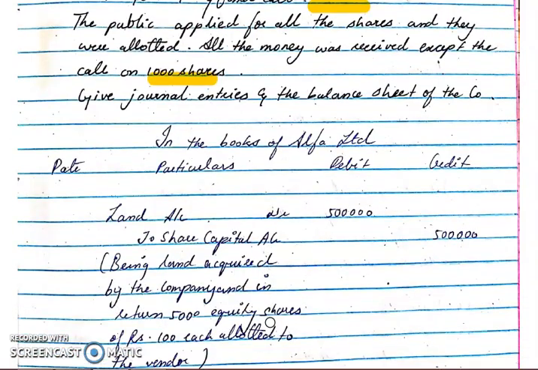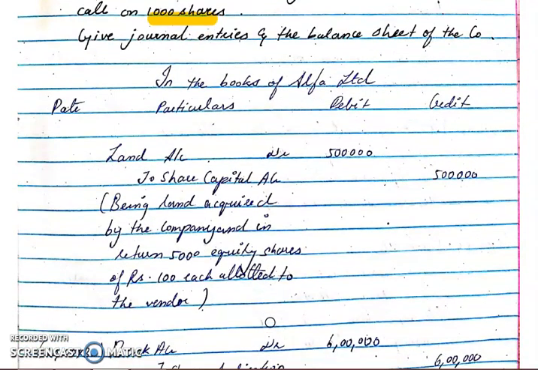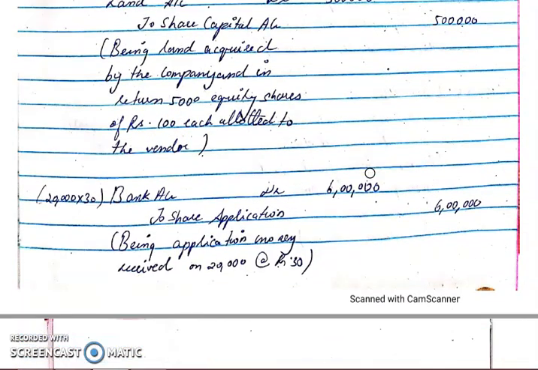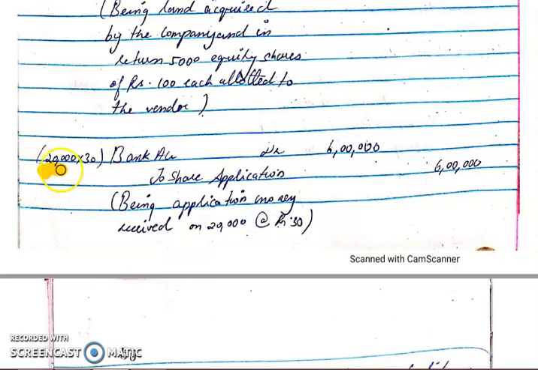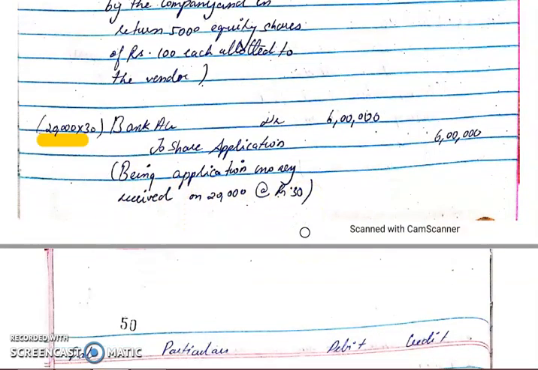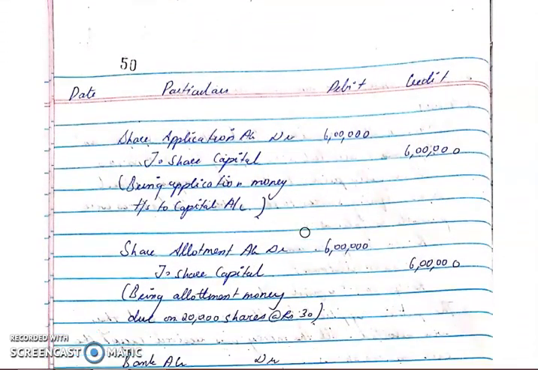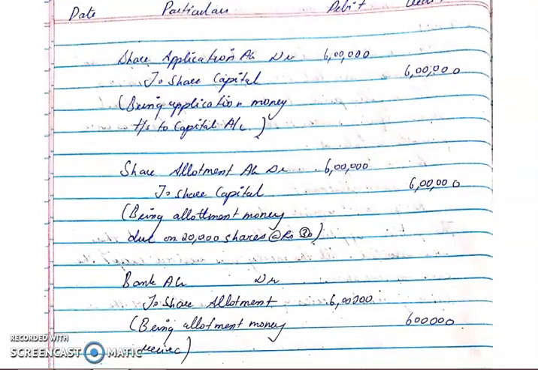So you'll have the heading here, in the books of Afghan Limited. So the first entry will be for purchase of land, the payment of share capital. So land account debit to share capital, how much? That is 5,000 equity shares of 100 each. So it will be 5 lakhs. The second entry will be for application received. Apart from this, they are also issuing 20,000 shares for application. Application money is 30 rupees. So amount receivable will be 6 lakhs. So this is the next entry, share application account debit to share capital, that is again 6 lakhs.